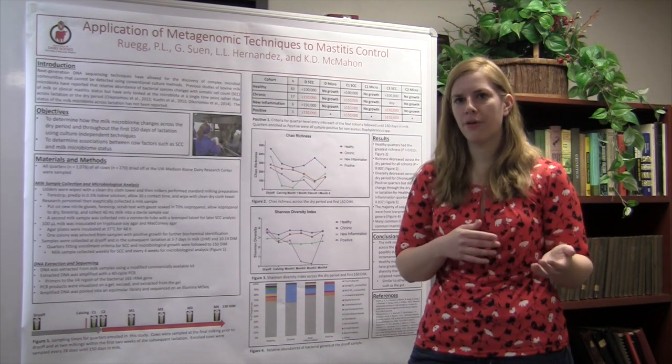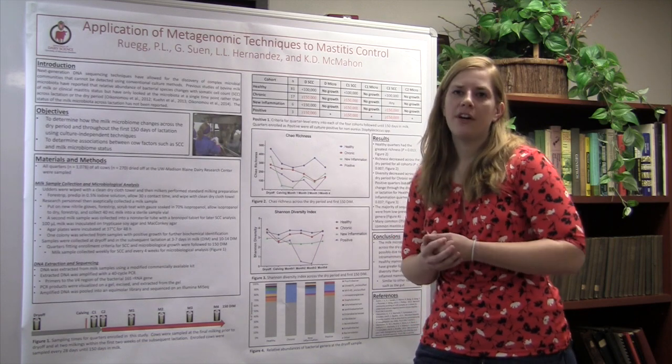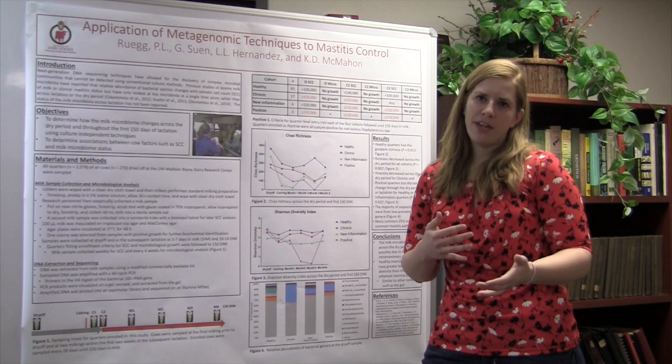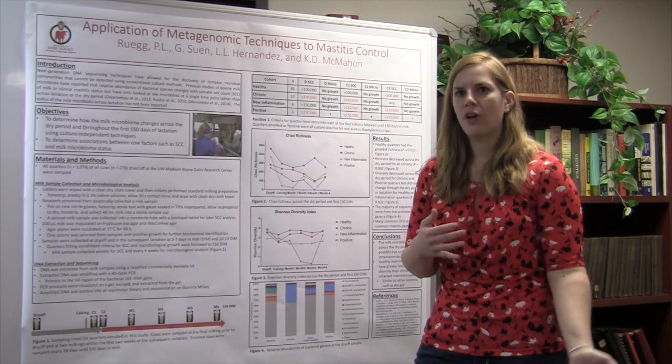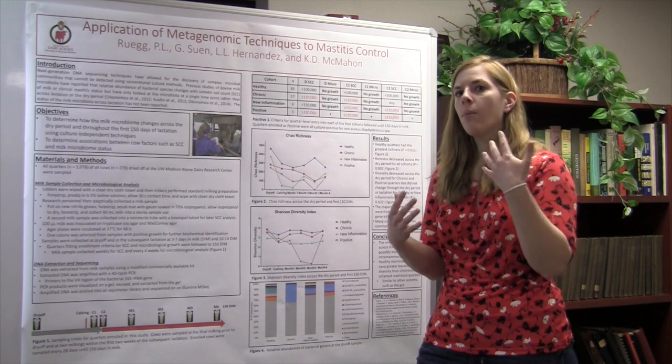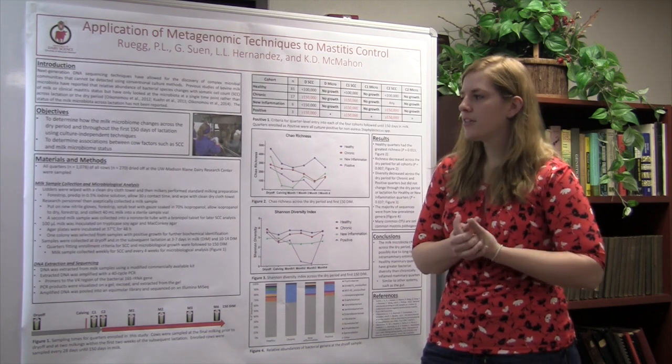You'll often hear about the microbiome in terms of the dairy cow rumen. The microbiome is just the community of bacteria that live within an environment. So human skin, the dairy cow rumen, or possibly the dairy cow mammary gland.